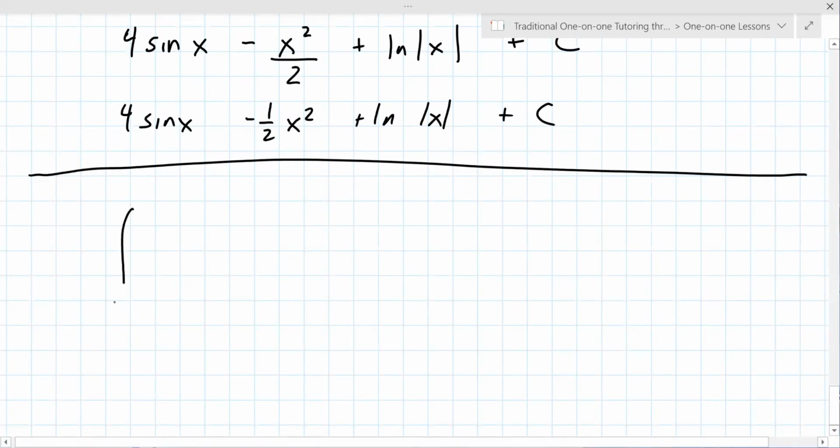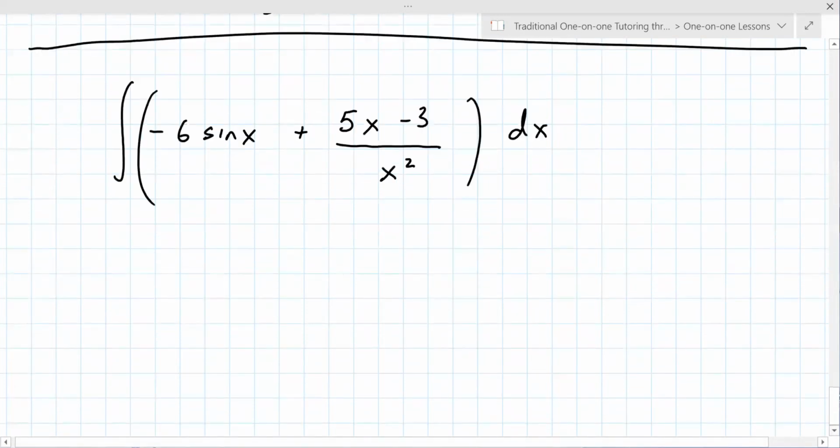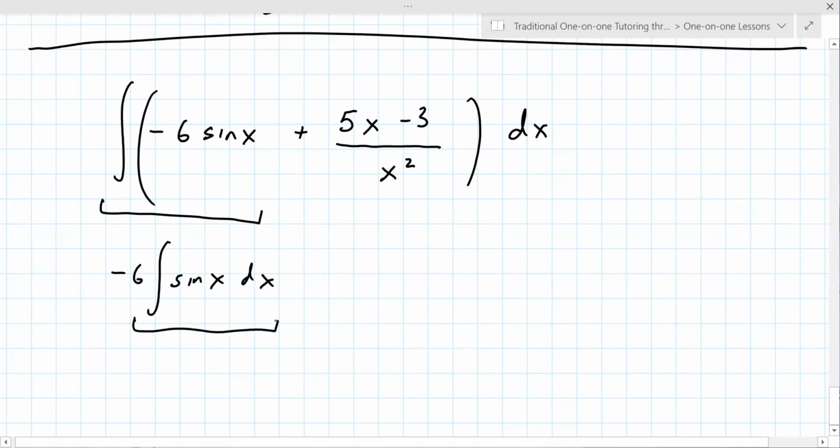Let's do another example. Let's go integral of minus 6 sine x plus 5x minus 3 over x squared dx. So the negative 6, is it like a negative sign? You could look at this as sine or negative sine. Either way is okay, it's just the number in front. Truly, this right here is -6 times the integral of sine x dx.